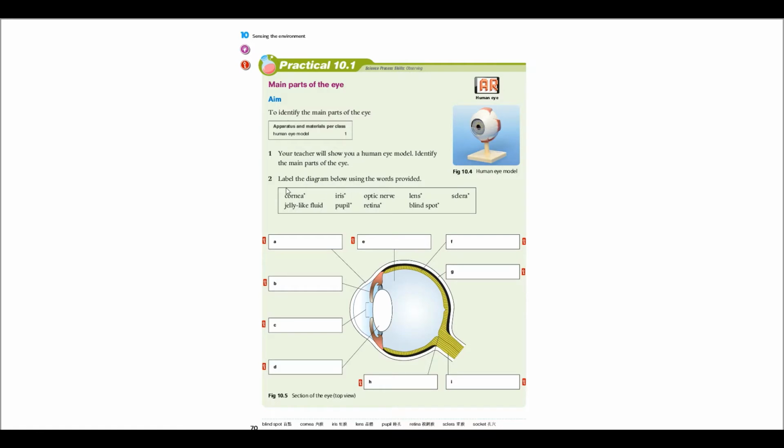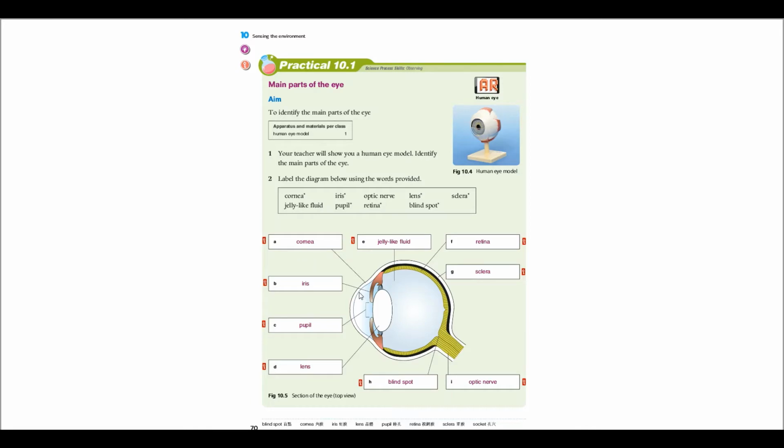You can see question 2 here: label the diagram below using the words provided. There are 9 new words to fill in these boxes. Please remember these new terms, because each word represents a part and each part has a unique function.